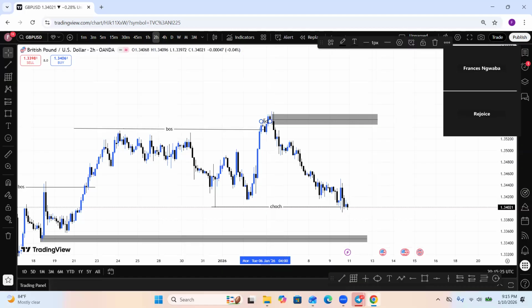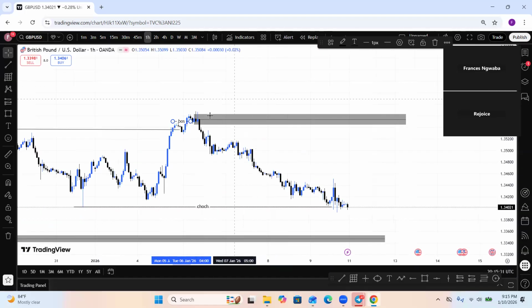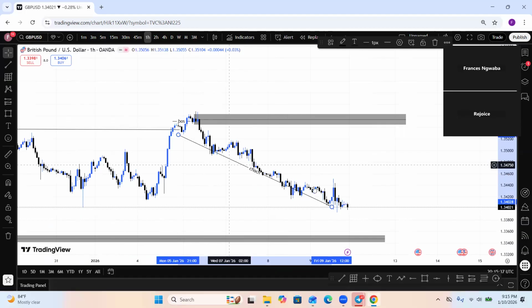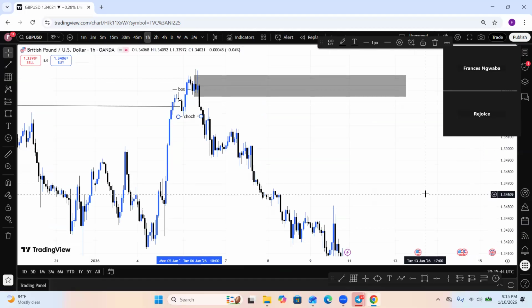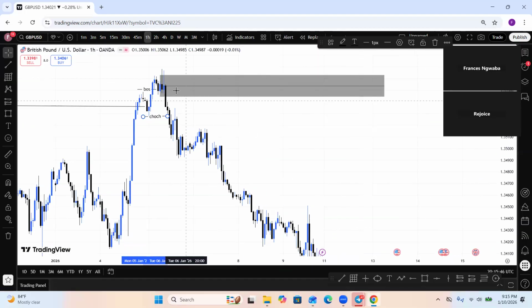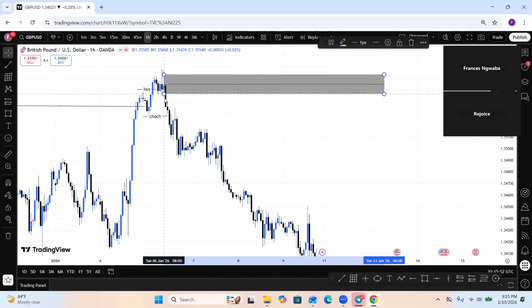structure here. Let's go down to 1 hour. We'll see it very well. Good. And that is where the original change of character happened. That's the last break of structure. That's where the original change of character happened. And after price changed character, what happened? It's the blue candlestick that is the order block. This blue candlestick. That's the order block.